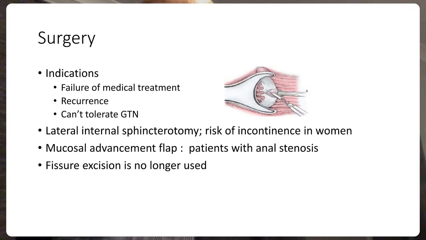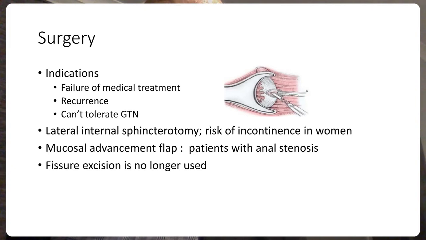And some patients would not tolerate GTN because GTN can lead to throbbing headaches, and some patients do not actually tolerate that at all, and they can't use it because when we use the GTN, we ask the patient to use it for about 4 to 6 weeks, similar to the other ointment. Also, 4 to 6 weeks time for the ulcer to heal. Now, lateral sphincterotomy comes with a risk of incontinence, particularly in women, and that's why we favor Botox in women over surgery.